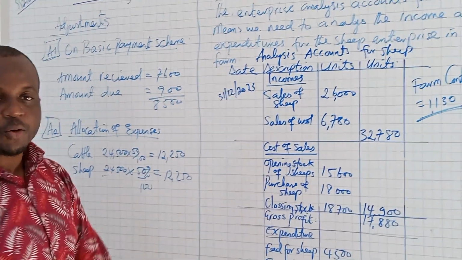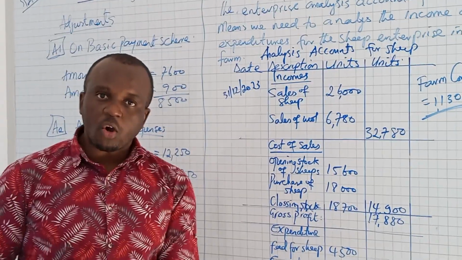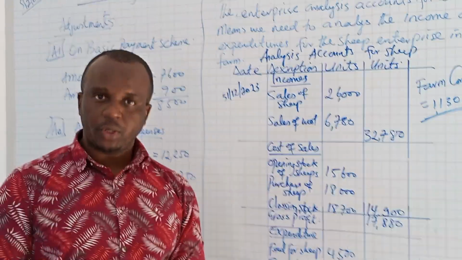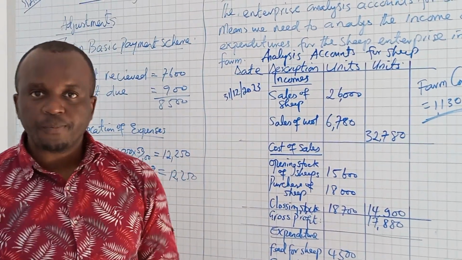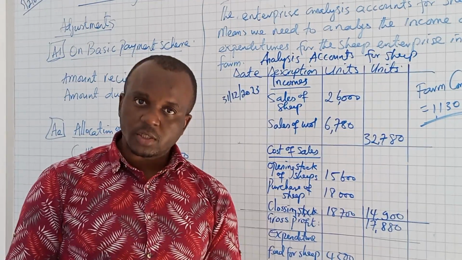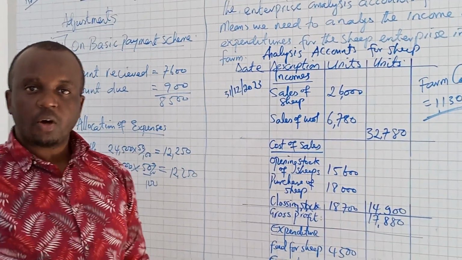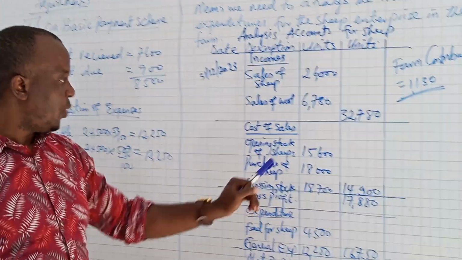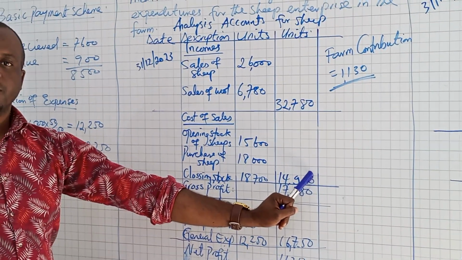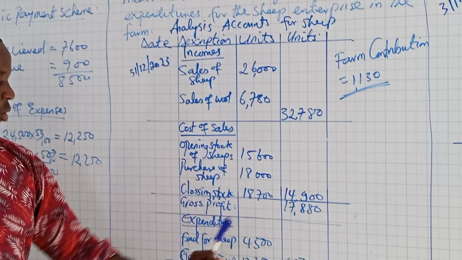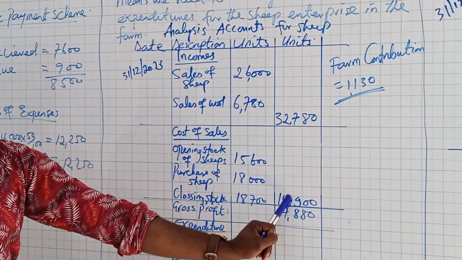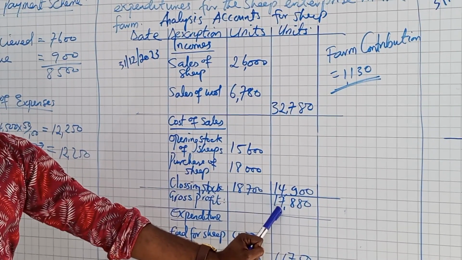Then the cost of sales is the opening stock of sheep, the purchase of sheep, and the closing stock of sheep. We need to take the opening stock plus the purchase of sheep and minus the closing stock, because the closing stock will serve as opening stock for the next accounting year. So when you put this together and minus closing stock, it will give you this value, 14,900. Then we need to know the gross profit. The gross profit is the total income minus the cost of sales. So the gross profit is 17,880.